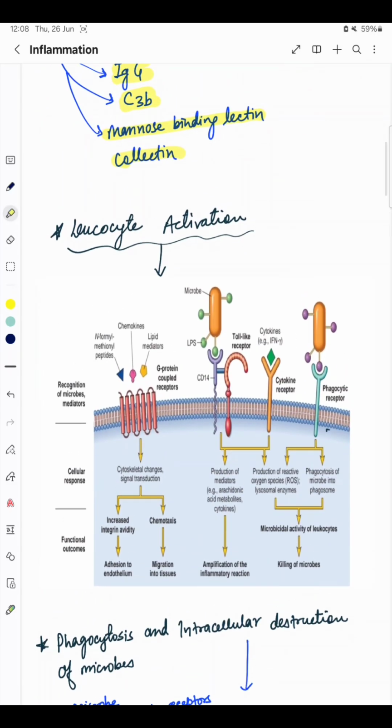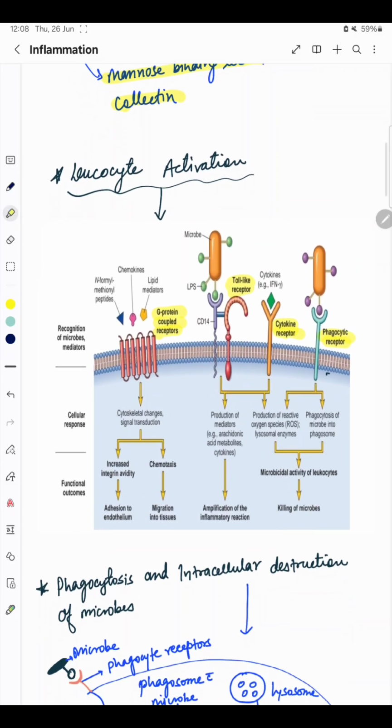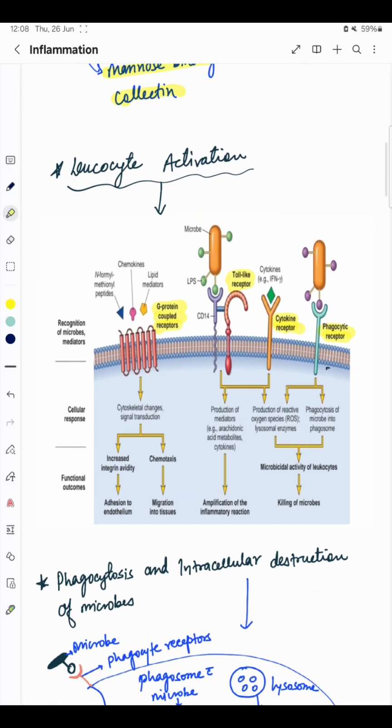Leukocytes have various receptors for recognition of microbes or degenerated particles to be phagocytosed, like G protein coupled receptors, toll-like receptors, cytokine receptors, and phagocytic receptors. After the recognition, they send various signals and ultimately result in the inflammatory reaction or killing of the microbes.